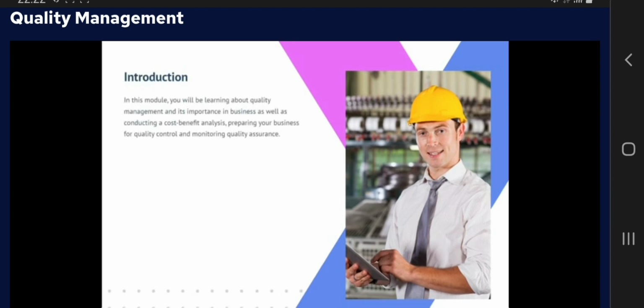Introduction. In this module, you will be learning about quality management and its importance in business, as well as conducting a cost-benefit analysis, preparing your business for quality control and monitoring quality assurance.